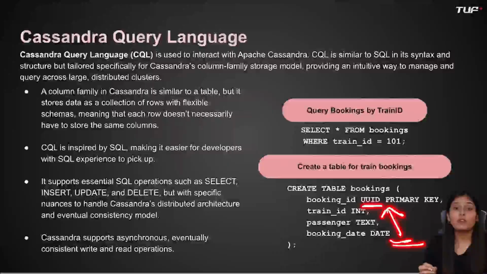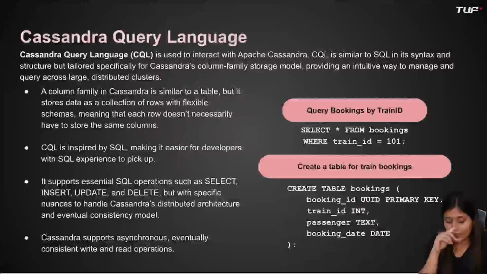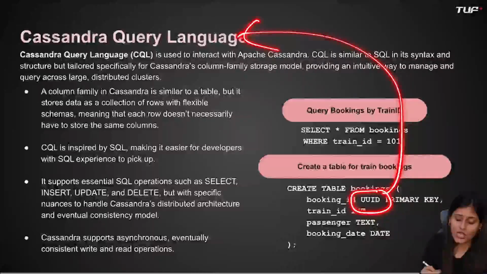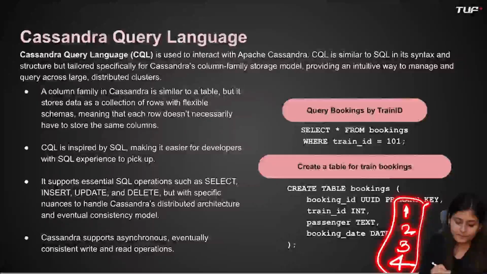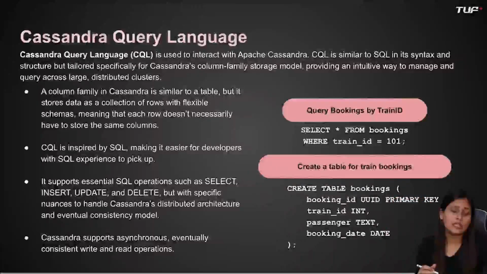Basically, it is like a unique ID, right? So instead of giving it a type integer, we have this UUID in CQL, which automatically generates and gives a unique ID to every row. So these are the basic differences between SQL and CQL.